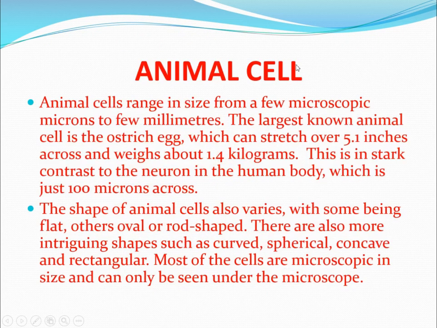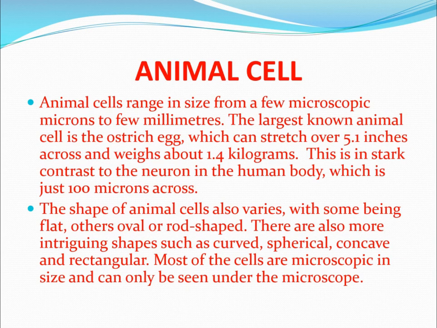So what is an animal cell? Animal cells range in size from a few microscopic microns to a few millimeters. They are smaller in size than a plant cell. The largest known animal cell is the ostrich egg.